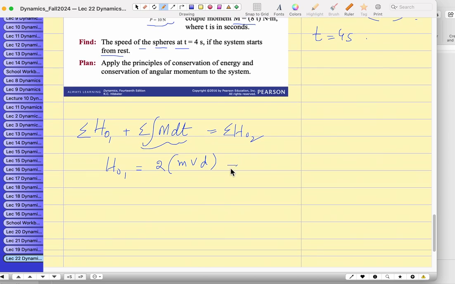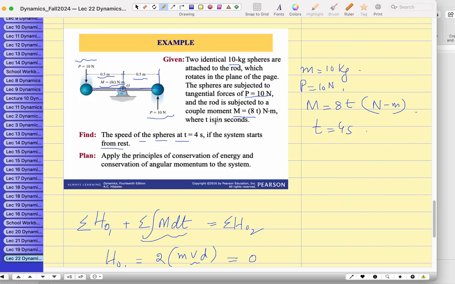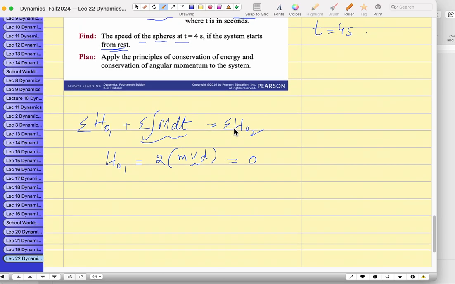So can I write down 0 for the initial? Why am I writing 0? Because it is starting from rest, the initial velocity is 0. Do you agree with your professor? Now the next thing, what is the formula for H sub O sub 2? Two spheres, m v d. So here 2 times mass is 10, and the velocity we have to find out.